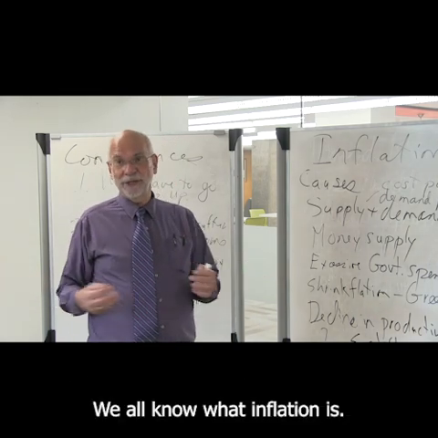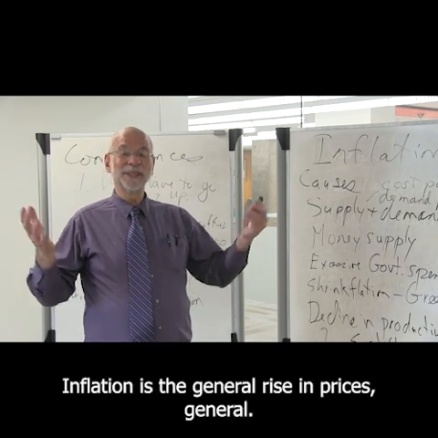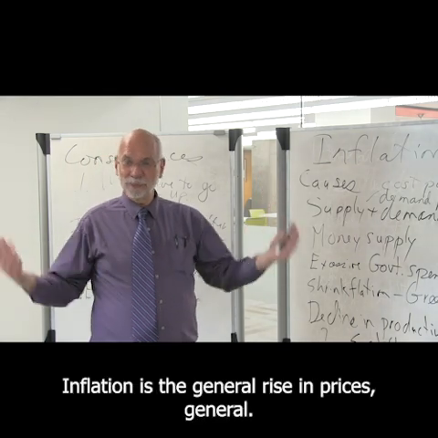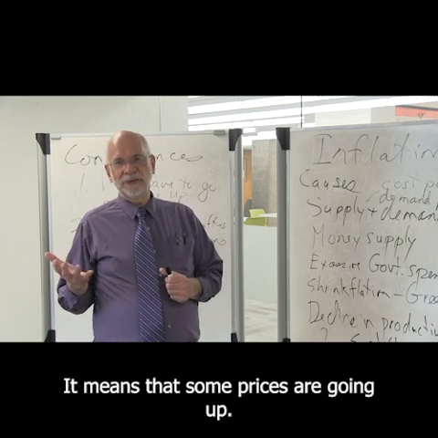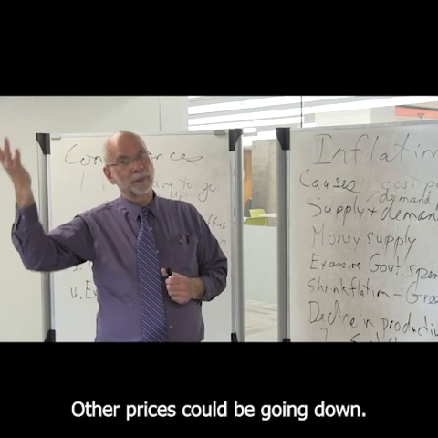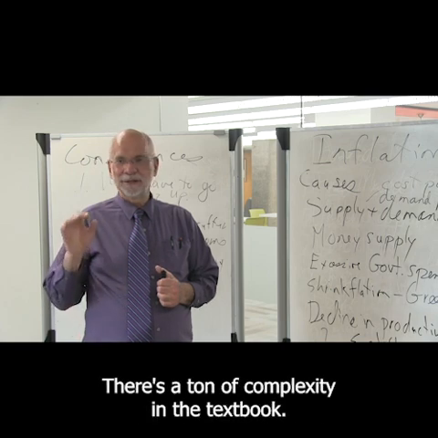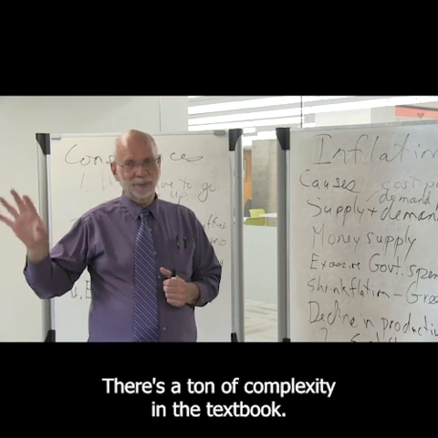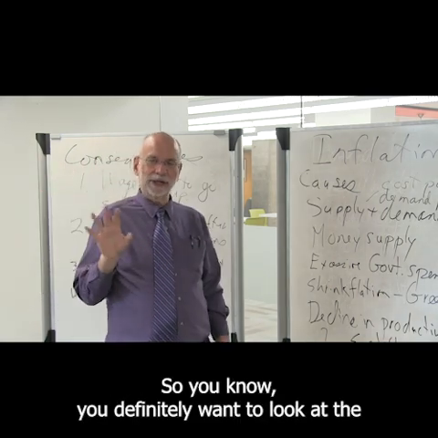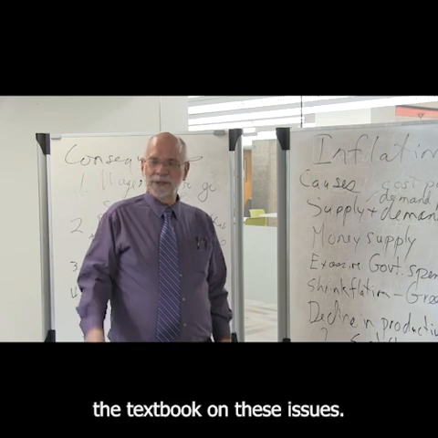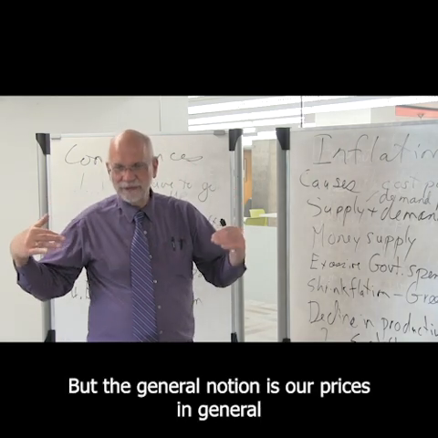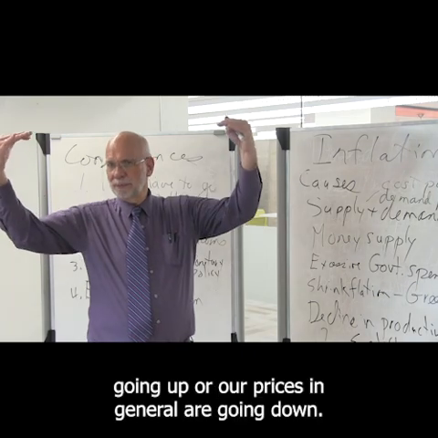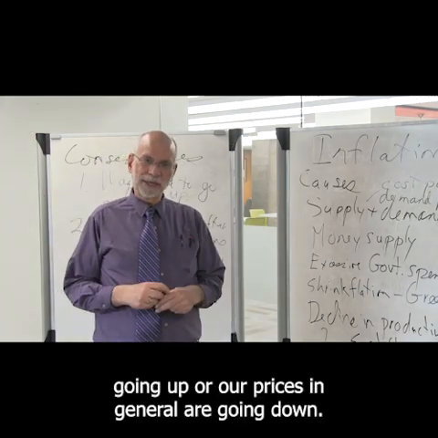Now, we all know what inflation is. Inflation is the general rise in prices. General. Now, what does that mean, general? It means that some prices are going up, other prices could be going down. There's a ton of complexity in the textbook, so you definitely don't want to look at the textbook on these issues, but the general notion is, are prices in general going up, or are prices in general going down?